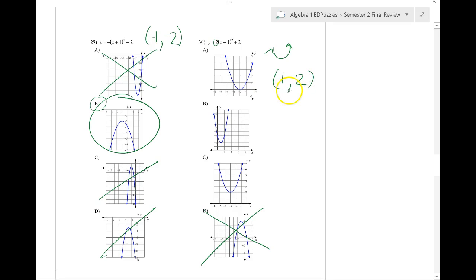So which ones have a vertex at 1 and 2? Well, this one does not, because that vertex is at -2 and 0. This one is at 1 and 2, so it could be that one. And it's not C, so it's definitely B.